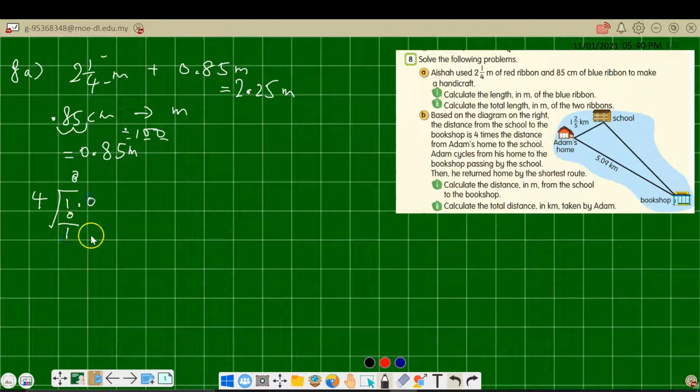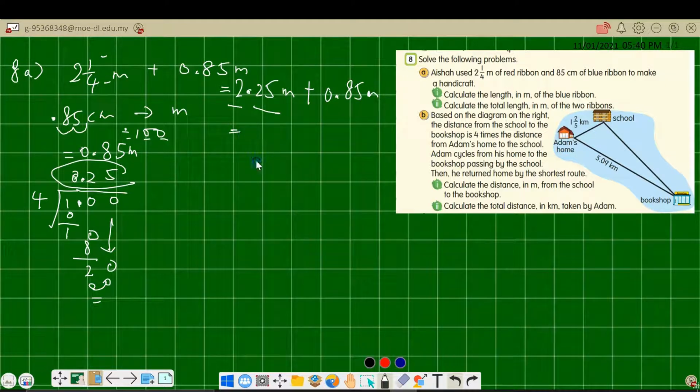Okay, you put decimal point, 2, 4, 8 at decimal 0, 5, 4, 2, 0. Decimal point, don't forget. So 1 over 4 is the same as 0.25. Okay, so you plus the 2 in front, so it's 2.25 plus 0.85. Remember to write your meters. So total is 3.1 meters.